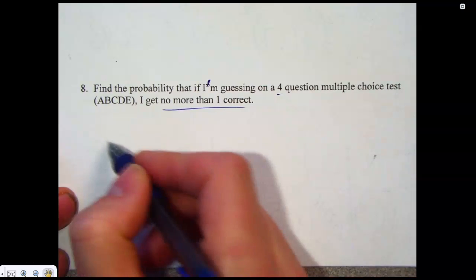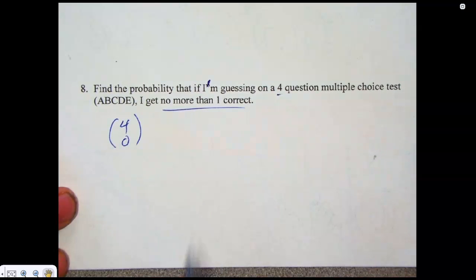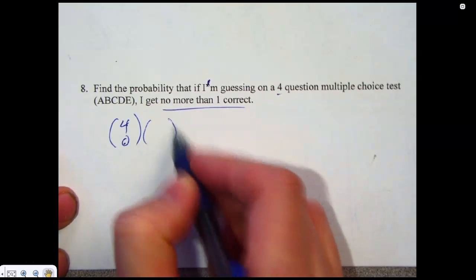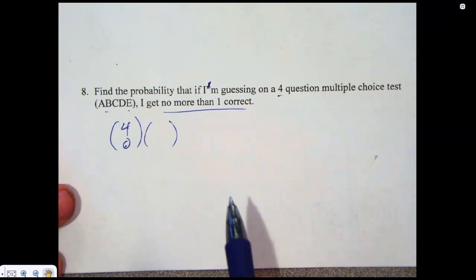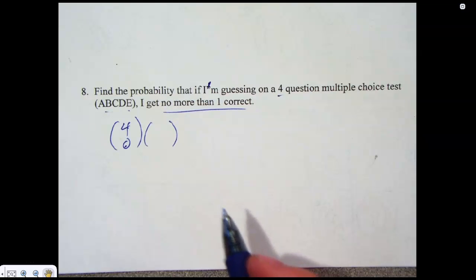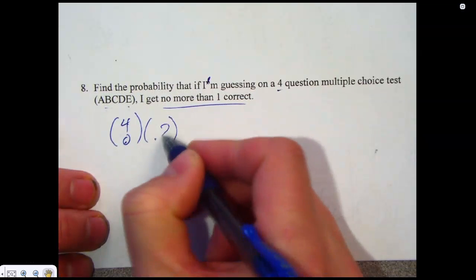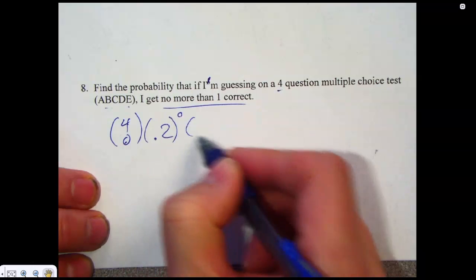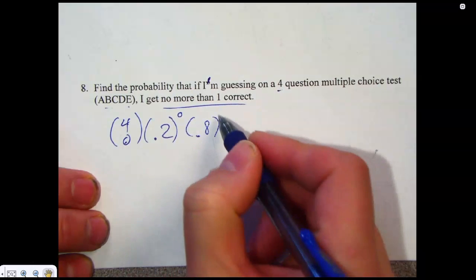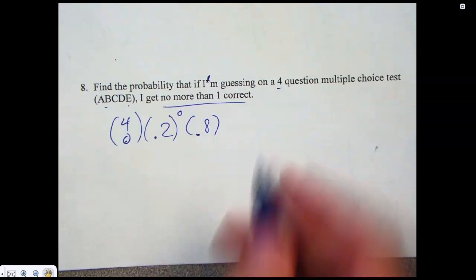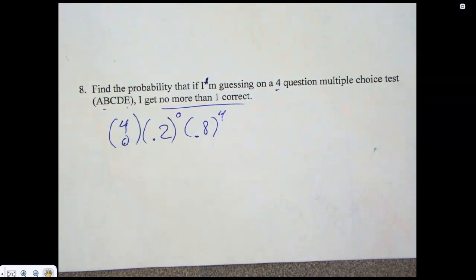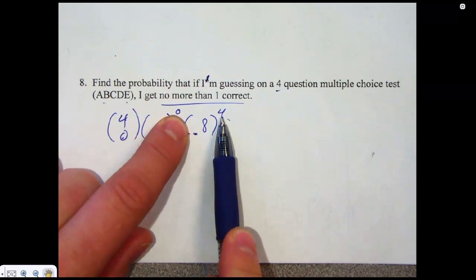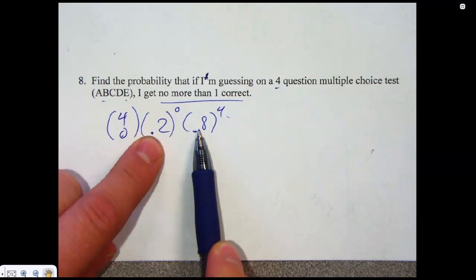So I'm going to go through and find the probability I get 0 correct. 4 problems, probability is 0 correct. If it's A, B, C, D, E, what's the probability I guess correctly? 1/5 or 0.2, either way. And I want 0 of those. And then what's the probability I guess incorrectly? It's 0.8 or 4/5. And I want 4 of those. Again, just checking, these 2 should add up to the number of trials, and these 2 should add up to 1.